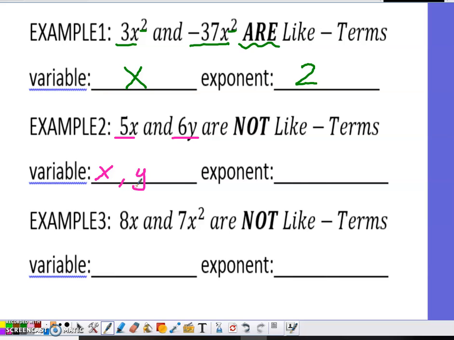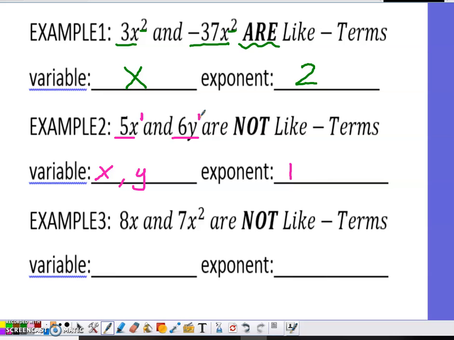Even though we know that the variables are different, let's just check the exponents. Well, the exponent for 5x, the x just has an exponent of 1. Again, if there's nothing there, we assume it's a 1. Same thing with the y. It has no exponent there, so we can assume that is a 1. So it meets one of the two qualifications or requirements in order for them to be considered like terms. They have that same exponent, but they do not have the same variable.